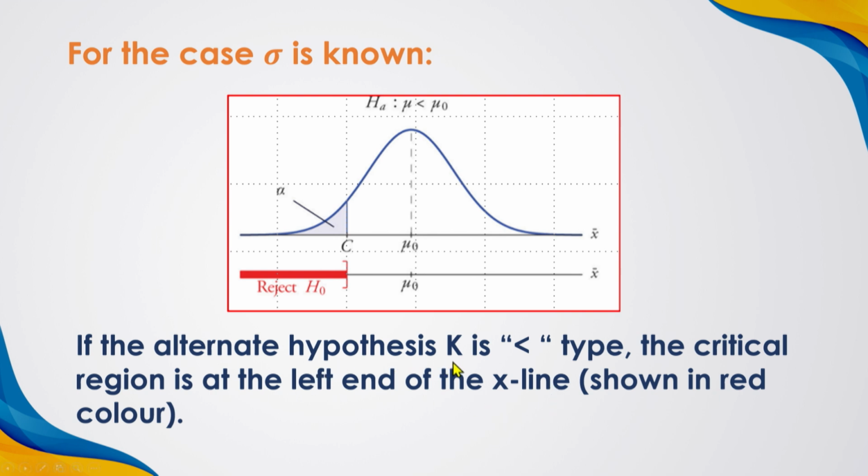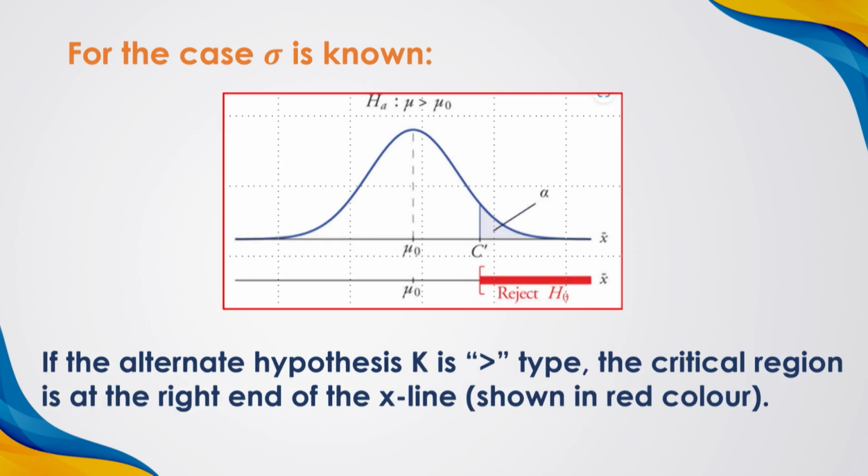If the alternate hypothesis K is of the less than type, you can see that there is a line given in red color. This is the critical region. Over this interval under the curve, the probability is alpha, or the area is alpha. In probability theory, we use probability as well as integration interchangeably. For the case sigma is known, we have drawn the normal curve. If the alternate hypothesis K is of the greater than type, the critical region is on the right-hand side, shown in red color. The area above the straight line and under the curve is alpha, that is, the probability alpha or the area under the curve alpha.